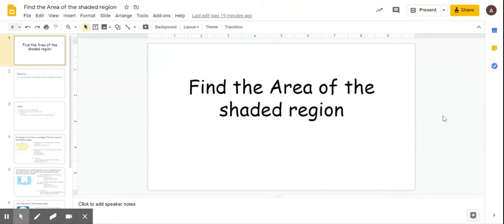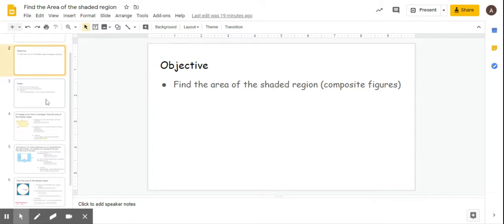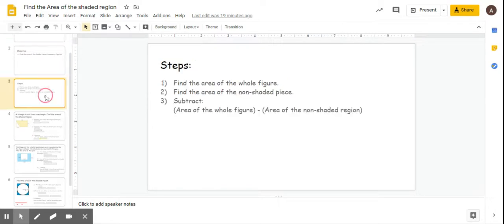Hi there, in this video we're going to find the area of the shaded region. So your objective for today is to find the area of a shaded region. Whenever you're given a composite figure, sometimes you might have a piece of the figure cut off. And that's what I mean by shaded region. So we're going to find the area today of shapes that are within other shapes or shapes that are cut off of other shapes.